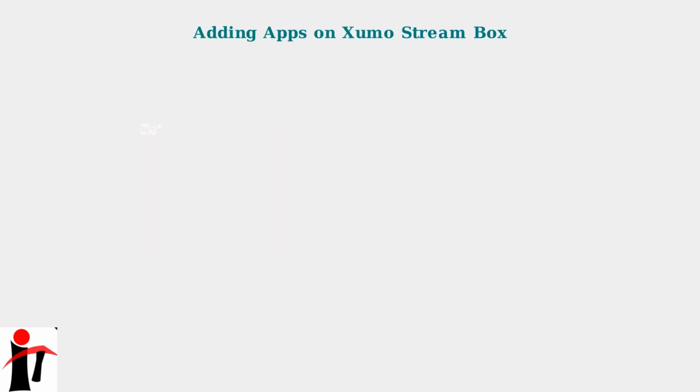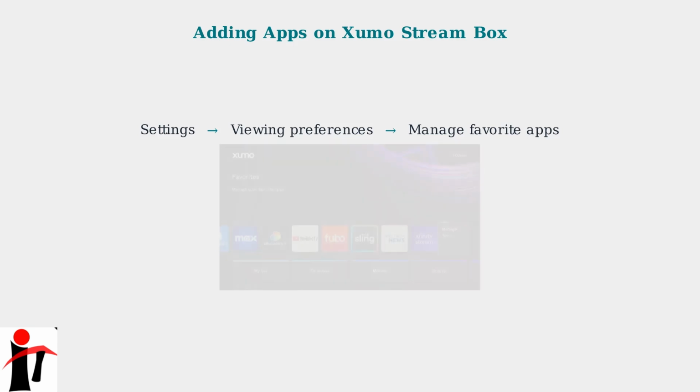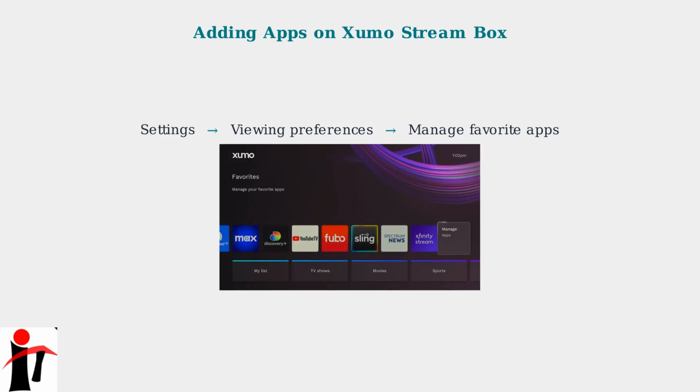For Xumo Streambox, the process is different. Navigate to Settings, then Viewing Preferences, and select Manage Favorite Apps. This opens a screen where you can choose your preferred applications.